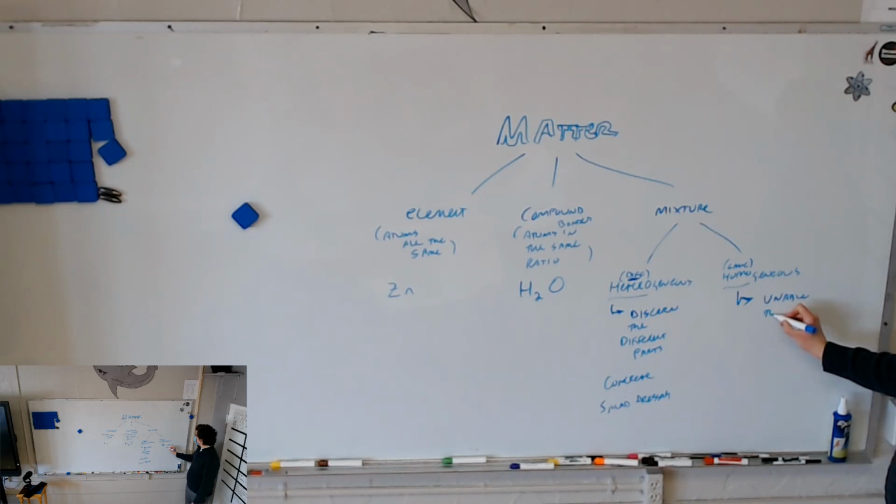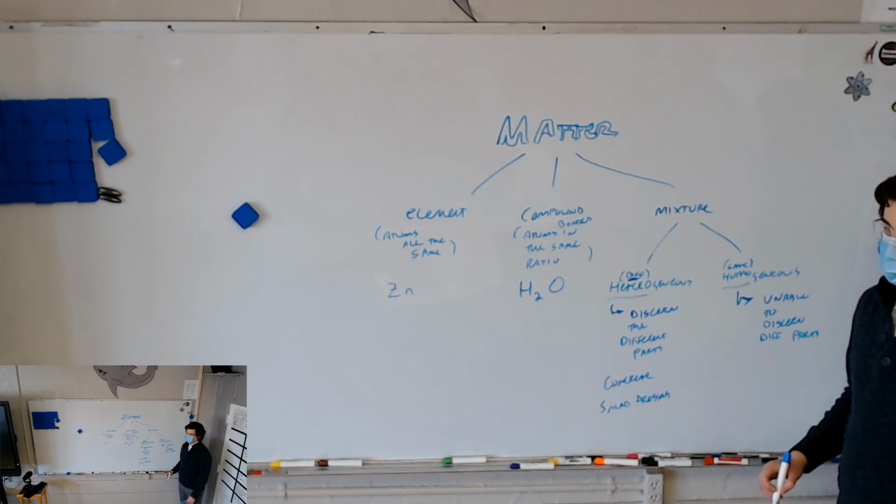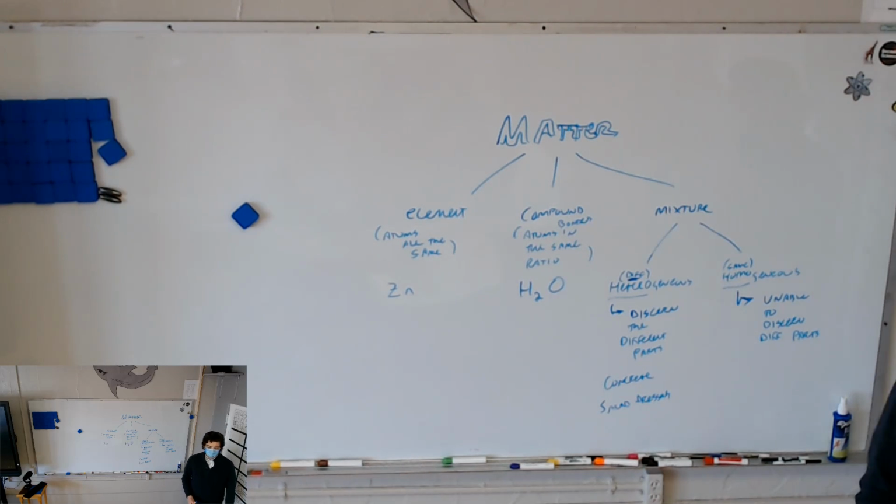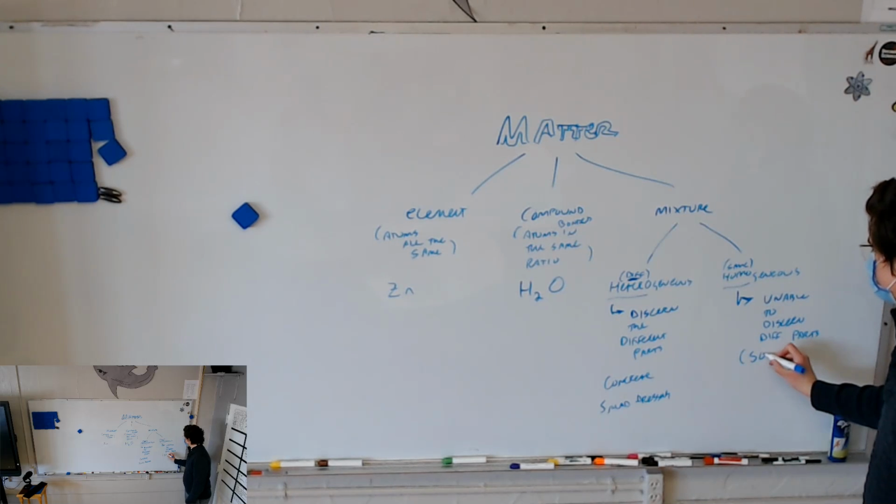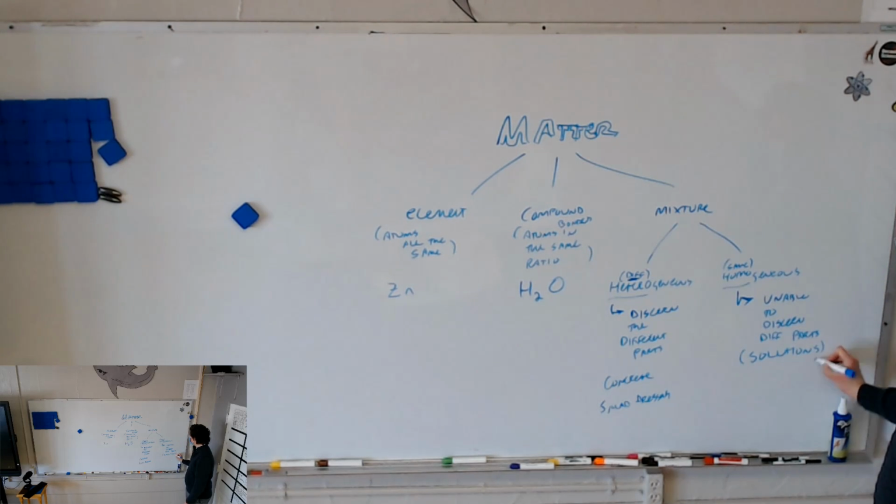Unable to discern different parts. It still has to be made up of more than one thing, right? Otherwise it's not a mixture. Give me an example of a homogeneous mixture. We sometimes also call these solutions. That's another word for a homogeneous mixture: a solution.